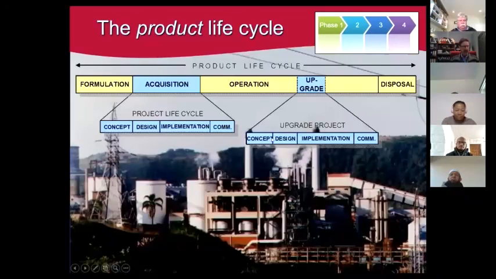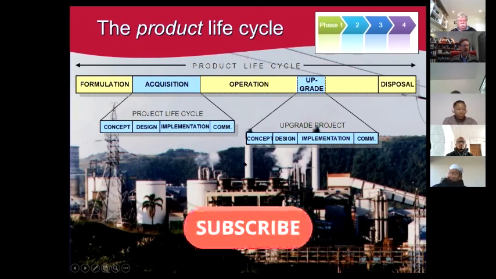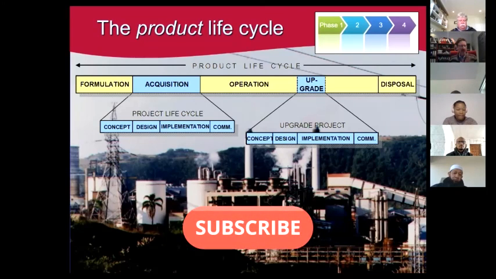All right, so this graph wraps up this topic of the life cycles by showing how the project life cycle is just a subset of the product life cycle, which possibly has phases of formulation. The acquisition phase is your project: concept, design, implementation, and commissioning. And then a long operation phase, which might have upgrade projects, and finally a disposal phase. That's really just for interest's sake, to see again how our projects fall into the bigger picture.